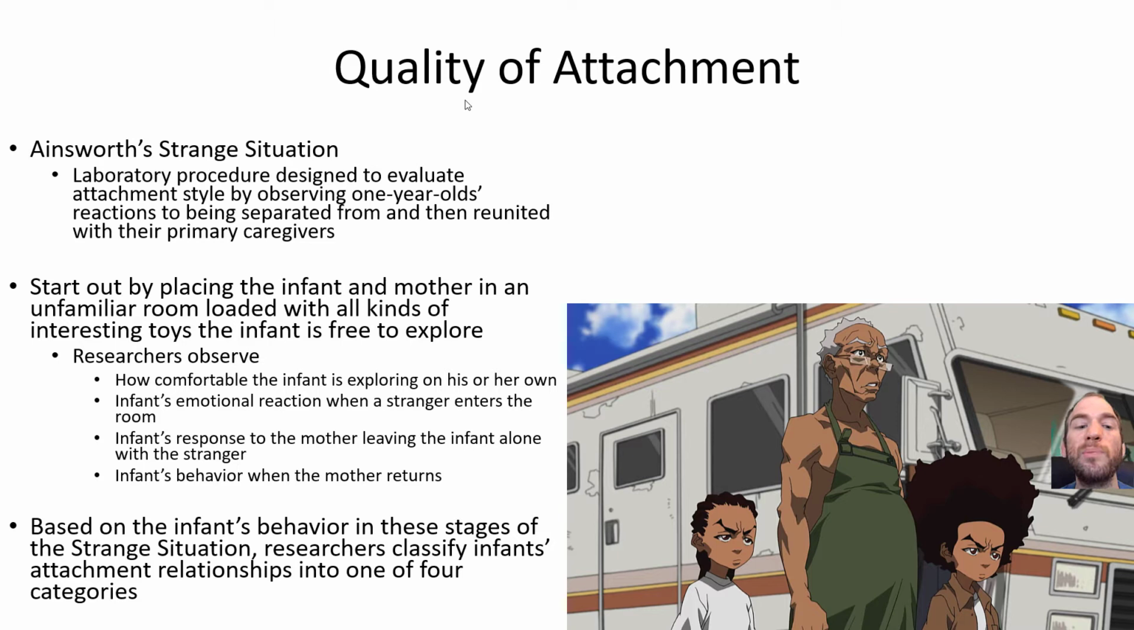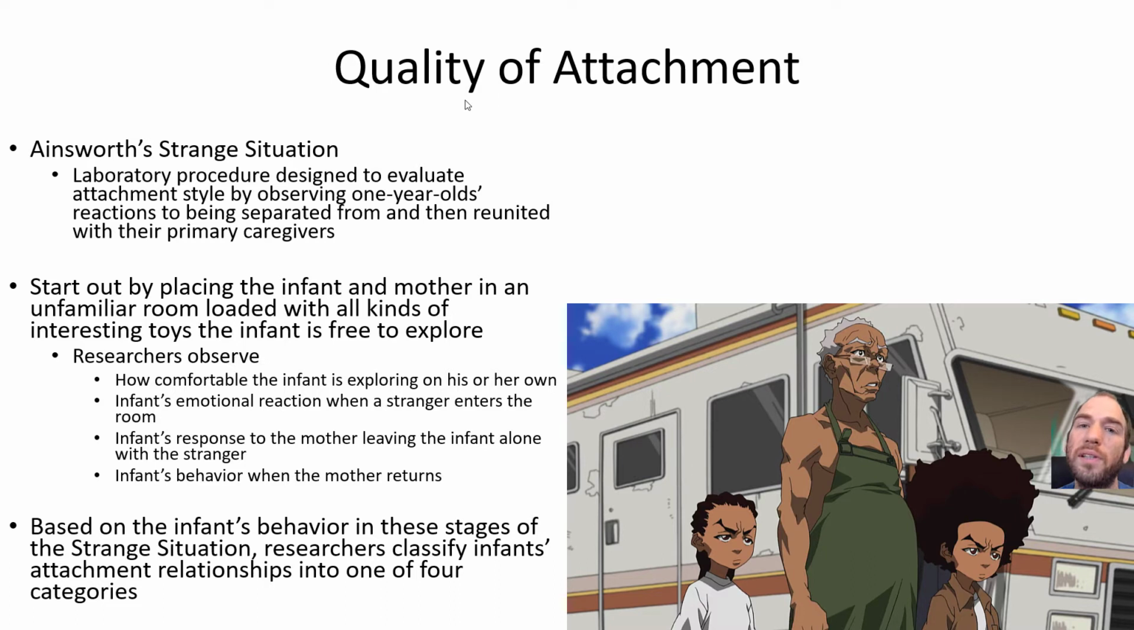The researchers observe how comfortable the infant is exploring on his or her own, the infant's emotional reaction when a stranger enters the room, the infant's response to the mother leaving the infant alone with the stranger, and the infant's behavior when the mother returns. Based on the infant's behavior in these stages of the strange situation, researchers classify infants' attachment relationships into one of 4 categories.